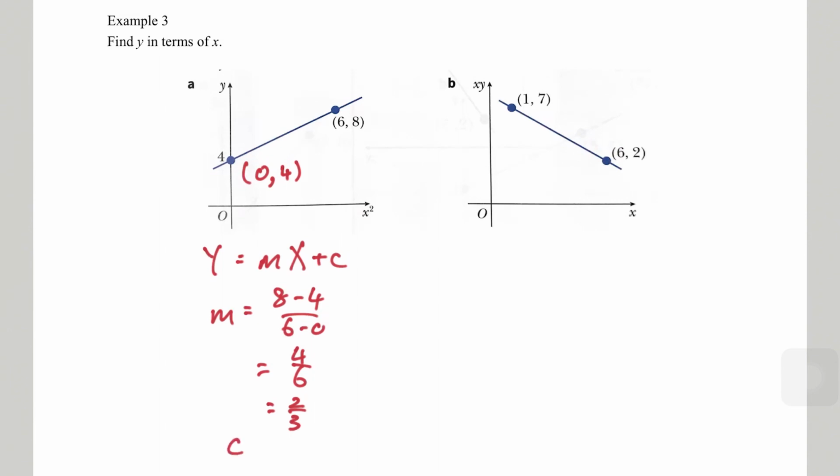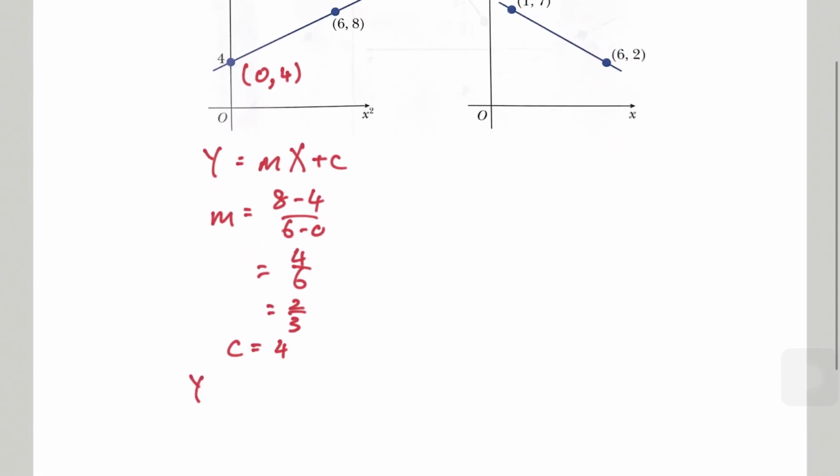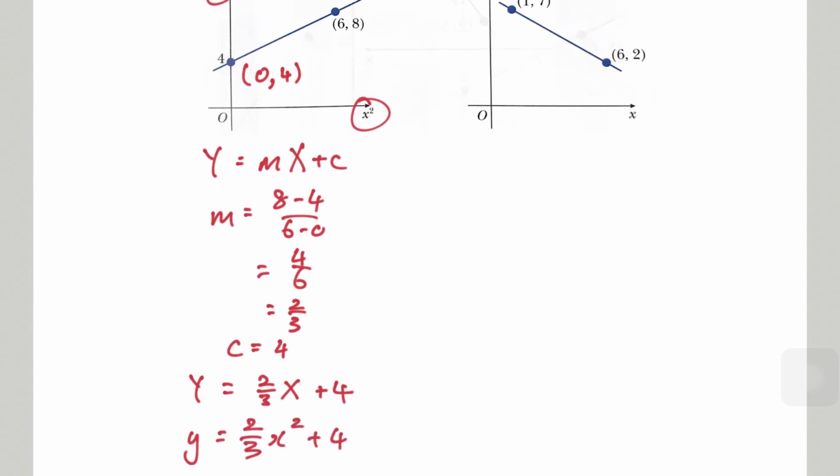And my y-intercept c can be observed from the graph. It has value of 4. So rewriting the equation, I have capital Y equal to 2/3 capital X plus 4. Now our final job is to substitute the axis of y and x squared into the capital Y and capital X respectively. Y equal to 2/3 x squared plus 4. So that's it. That is our original function of y in terms of x.